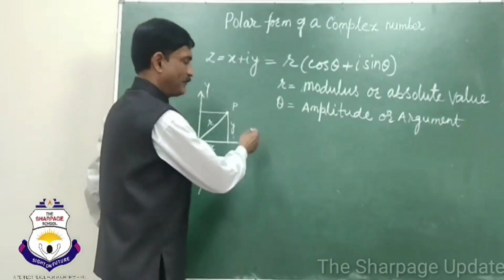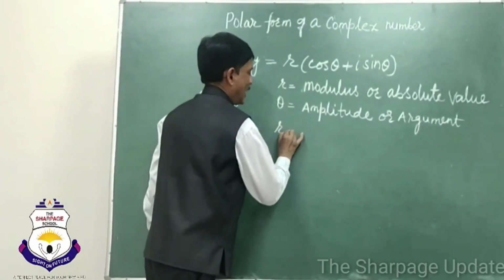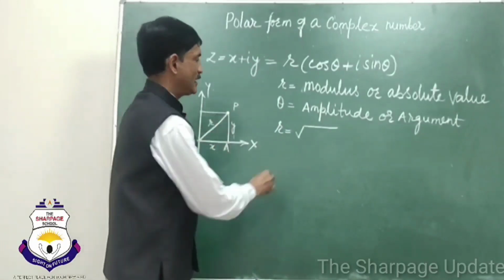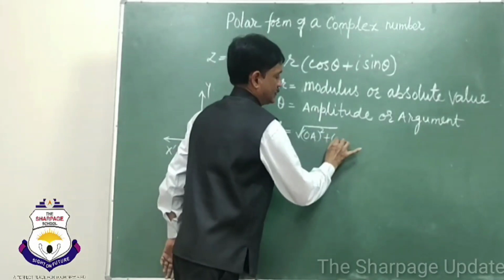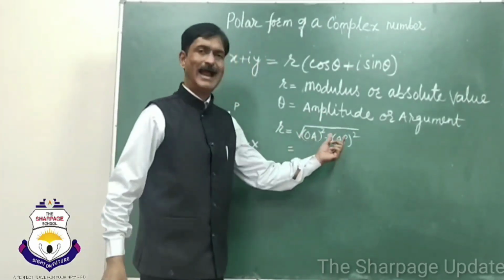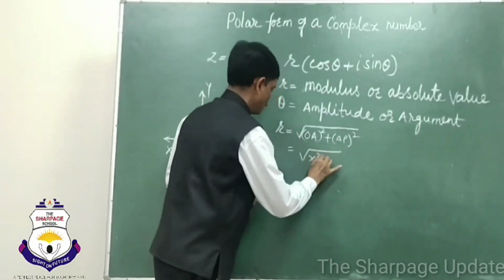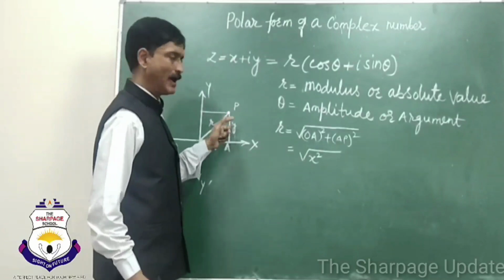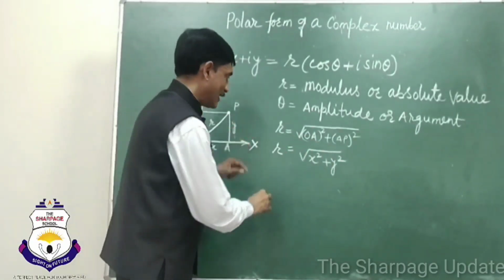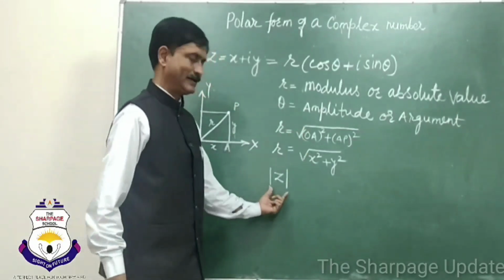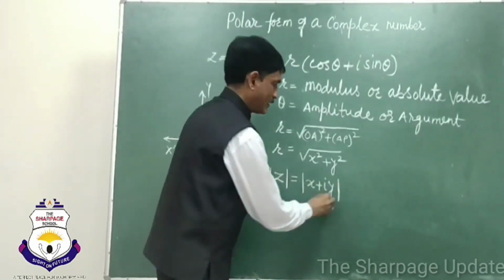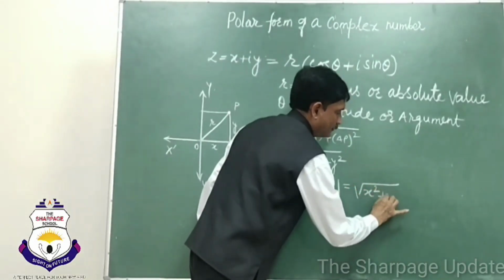And from this diagram, we can find the value of r. It means r equals the square root of OA square plus AP square. By substituting the values of OA and AP, we get OA as x, so x square, and AP as y, so y square. So r equals the square root of x square plus y square. It means the modulus of x plus iy equals the square root of x square plus y square.